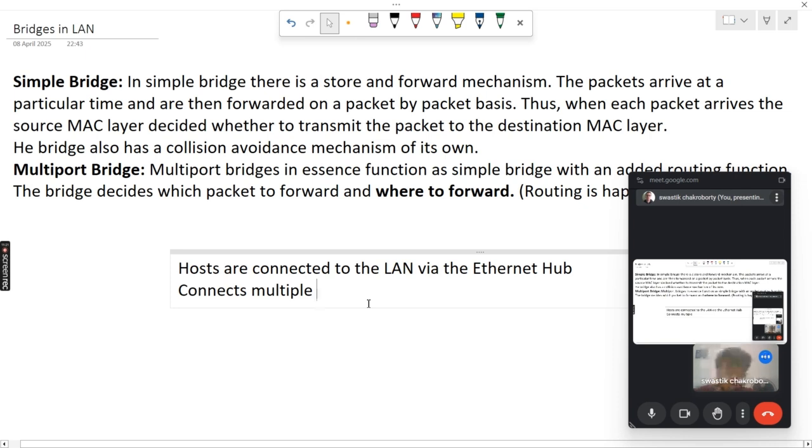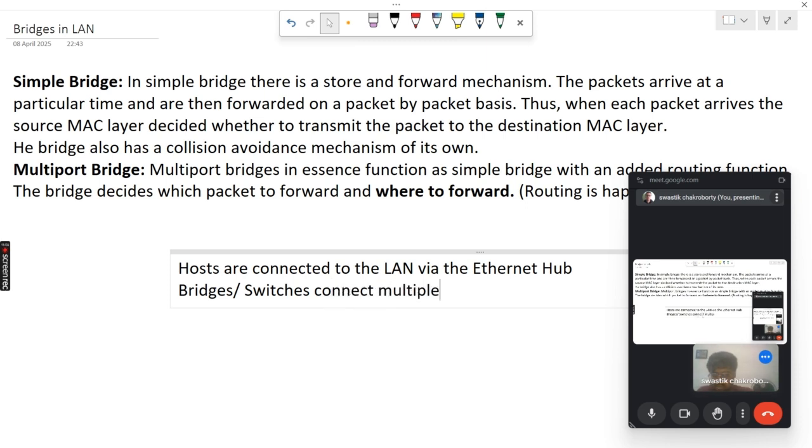So hosts are connected to and connects bridges/switches. Bridges/switches connect multiple such LAN networks to the internet.